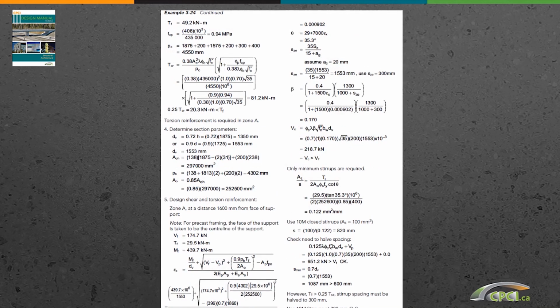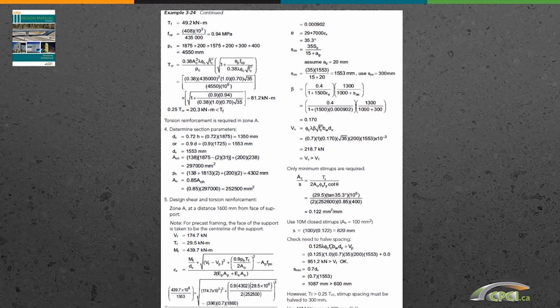For the torsion effect, we calculate T crack, T critical I mean, and we find that our torsion T sub F is larger than 0.25 T critical. Then we need to check the torsion. The parameters we have: D sub V, we find that D sub V is this much at minimum. Then obviously we have to calculate the A sub CH, which is essentially the section of the spandrel inside that stirrup after getting rid of the concrete cover.